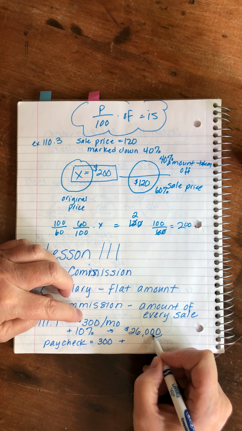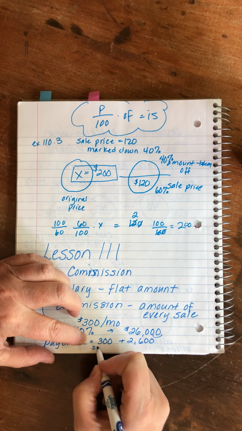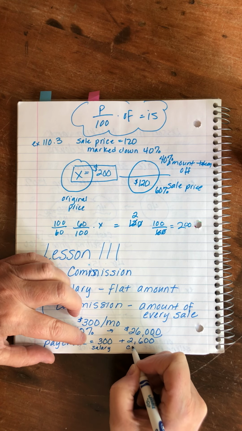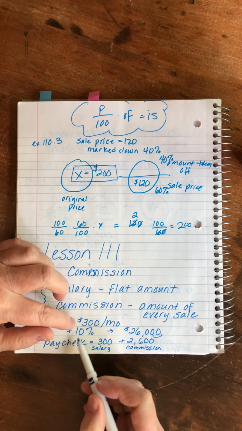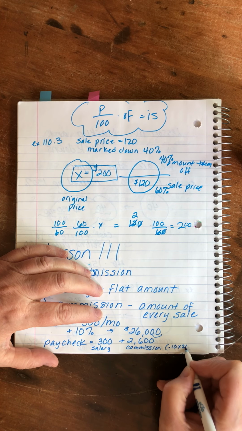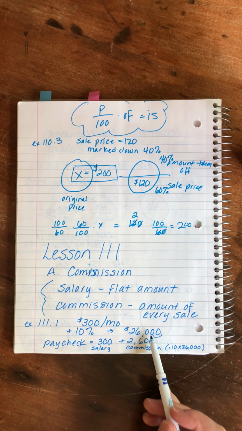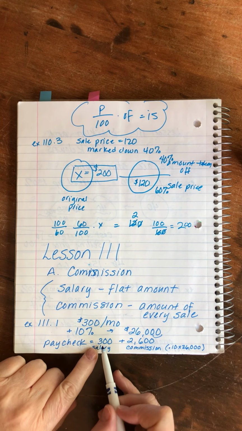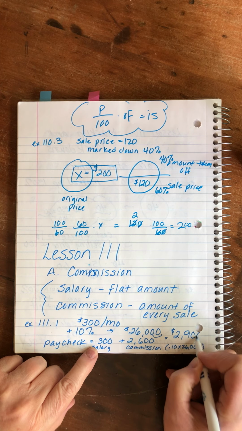10%, I know I can just bump the decimal in, so that will be 2,600. This is the salary part. This is the commission. And we got it by multiplying 10% times the amount of his sales. And so we add these two together and we see that his paycheck for the period was $2,900.